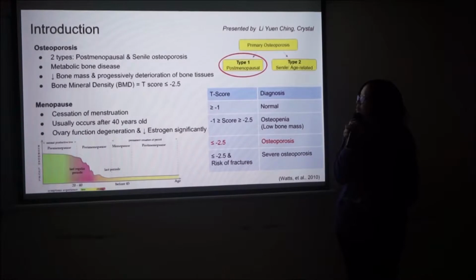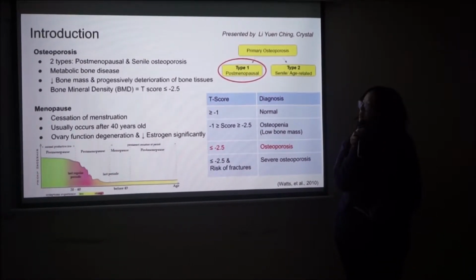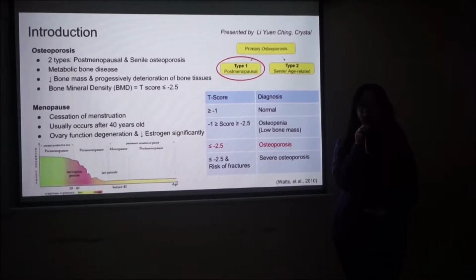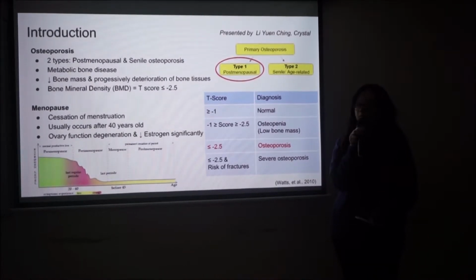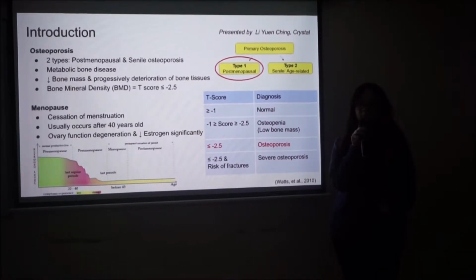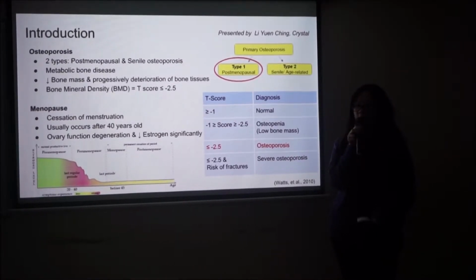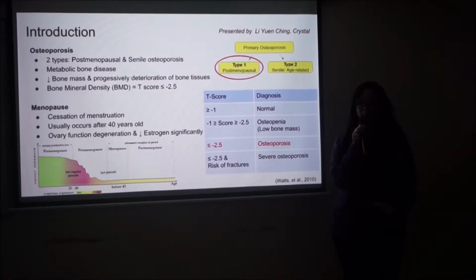Osteoporosis is divided into two types: post-menopausal and age-related osteoporosis. We will focus on type 1. It is a metabolic bone disease caused by decreased bone mass and progressive deterioration of bone tissue. Bone mineral density is related to T-score. If the T-score is equal to or less than negative 2.5, it means osteoporosis.